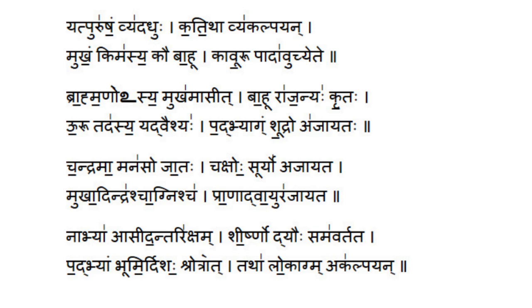Now, how are these produced? Like what the Purusha Sukta says: mukham kimasya kau bahu kavuru padam uchyete, yat purusham vyadadhuh katidha vyakalpayan. That Purusha would be producing those different structures, and the structures are mukha, uru, pada, etc. Brahmanosya mukhamasit bahu rajanyah kritah, uru tadasya yad vaishyah padbhyam shudro ajayata. These structures are produced with specific personality identification structures.